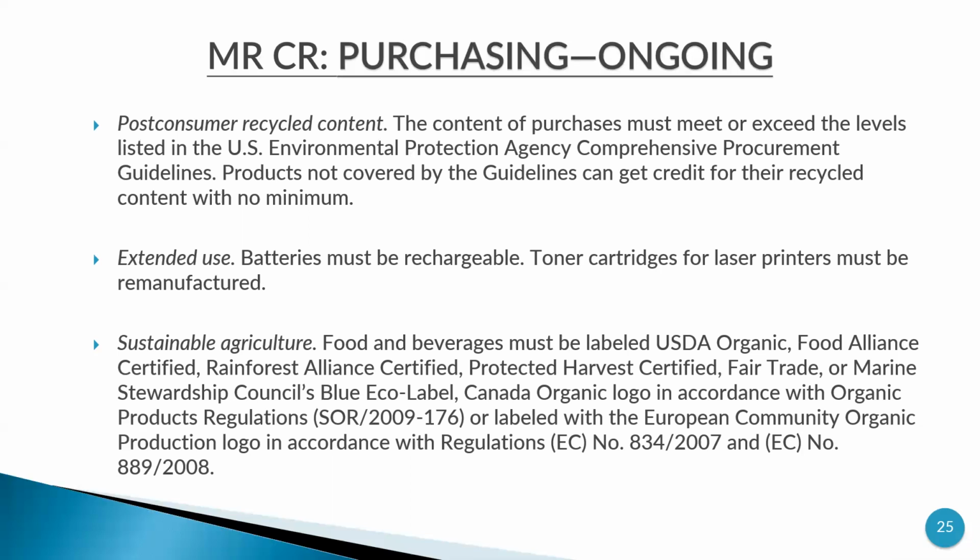One is USDA Organic, second is Food Alliance Certified, third is Rainforest Alliance Certified, fourth is Protected Harvest Certified, fifth is Fair Trade, sixth is Marine Stewardship Council Blue Eco Label, seventh is the Canada Organic logo, right? Then in accordance with organic product regulations SOR/2009, or labeled with the European Community Organic Production logo. So these are all the different agencies which will certify the products.